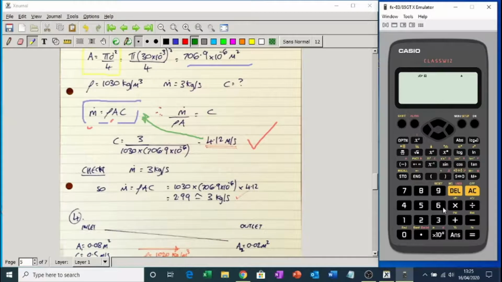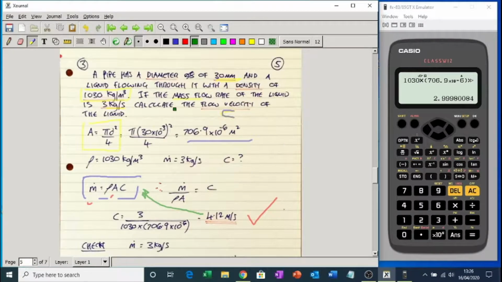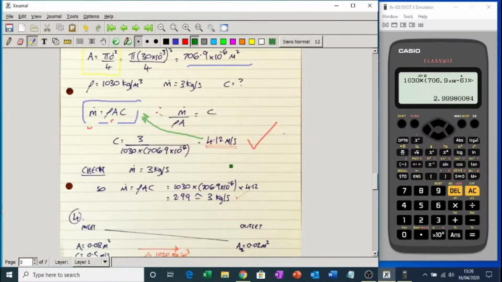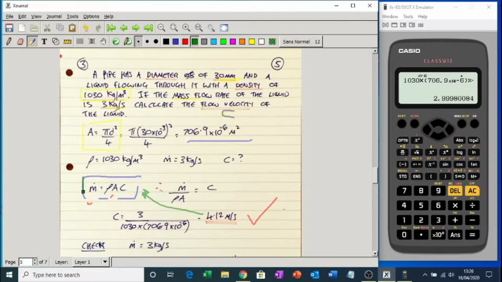So that's just one way of checking that everything is right to a certain extent. Obviously, because I've rounded things up, it's not measured exactly 3, but it gives you a good indication that your work is correct. 3 kilograms per second. So I'm fairly confident that that is correct now. Flow velocity of the liquid, there we are, cool. So that's just rearranging that formula a bit. Nothing strange, nothing new.